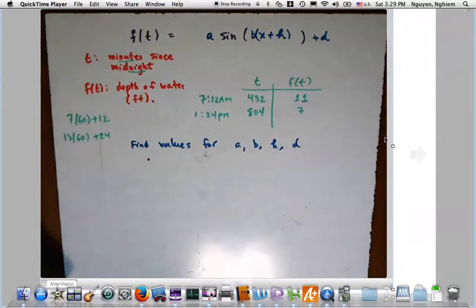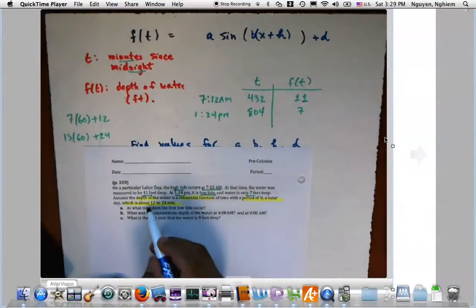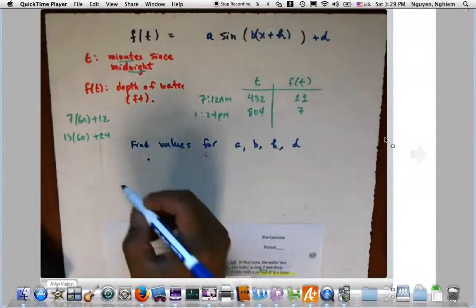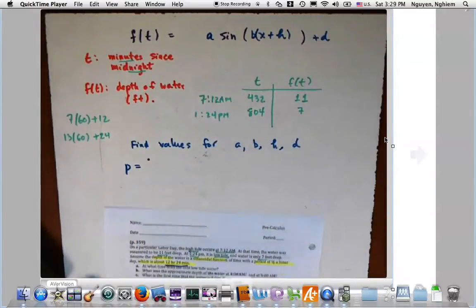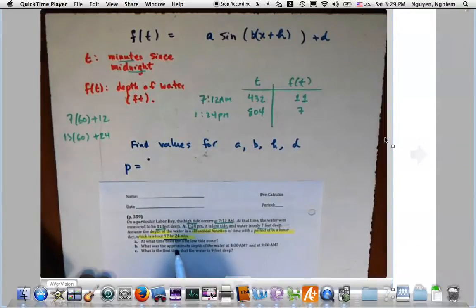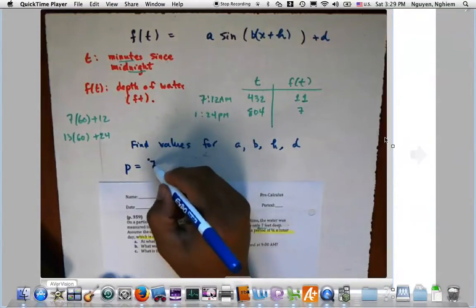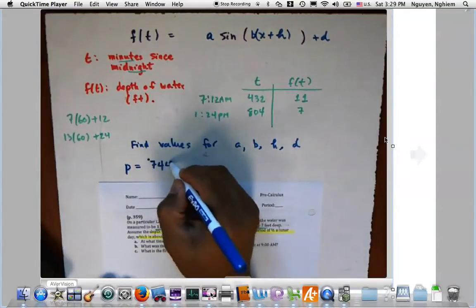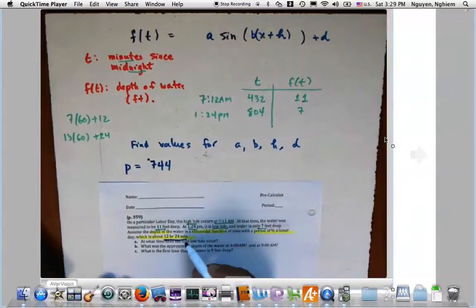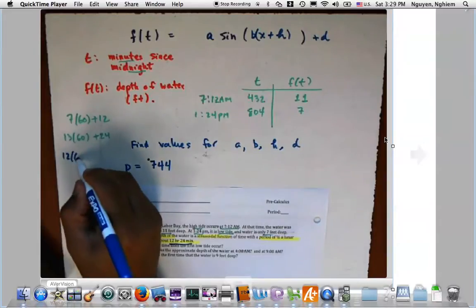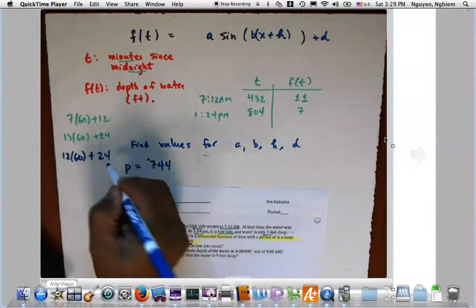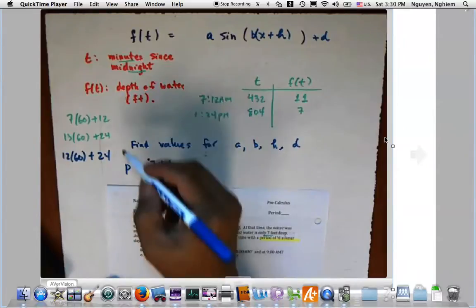Oh, I'm sorry. Before I set that aside, one more bit of information is that the period, which is really nice of them to give us, is 12 hours and 24 minutes. So do 12 times 60, which is 720, plus 24 more. So that's 744. I'll write this on the side here. 12 times 60 plus 24 gives us a period of 744.